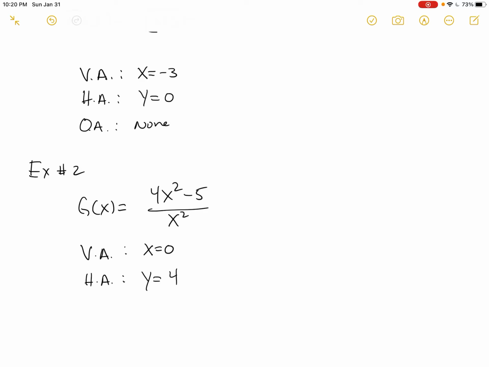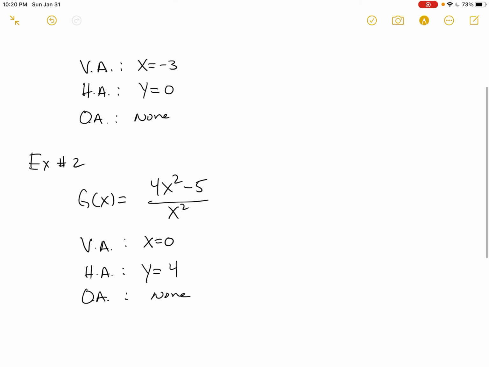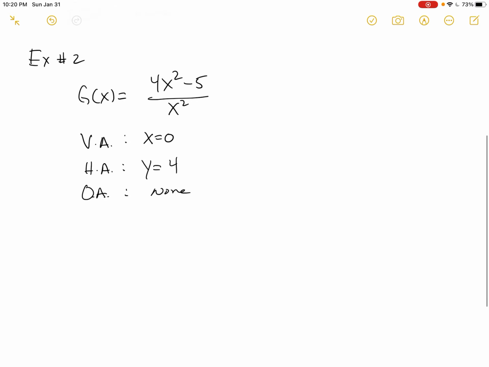It is always going to be 4 times a number over a number. Imagine plugging in a billion squared times 4 minus 5. That minus 5 is nothing, right? It's going to be almost like 4 coming out, and so it's going to get closer and closer to 4. And again, if it has a horizontal, it cannot have an oblique. And so just writing none for emphasis there.